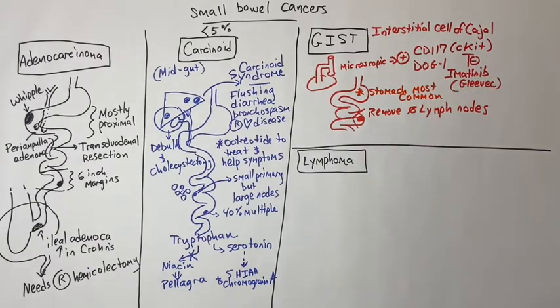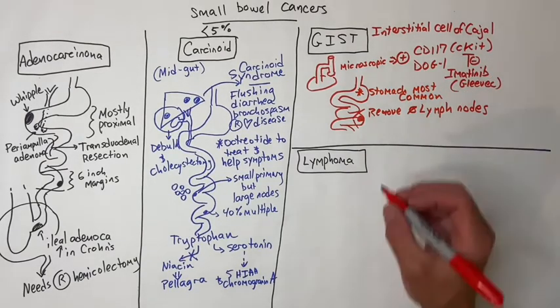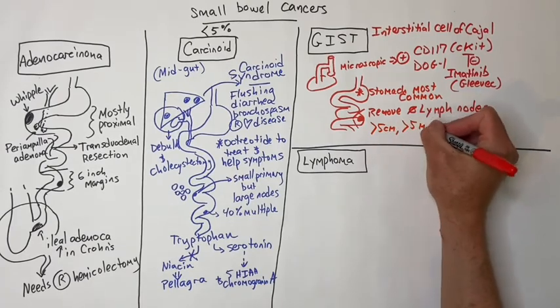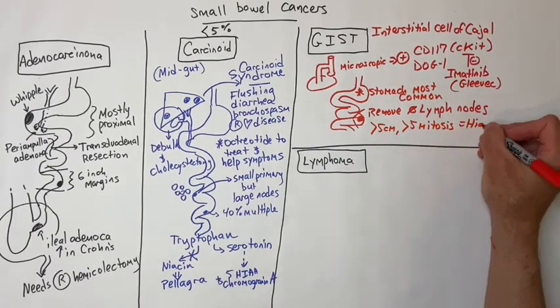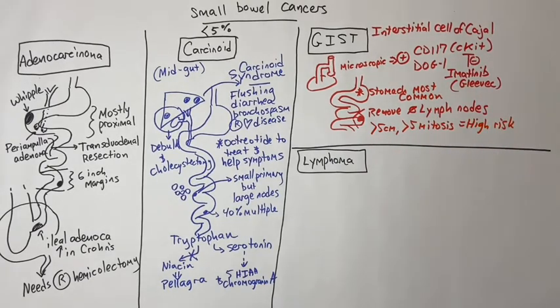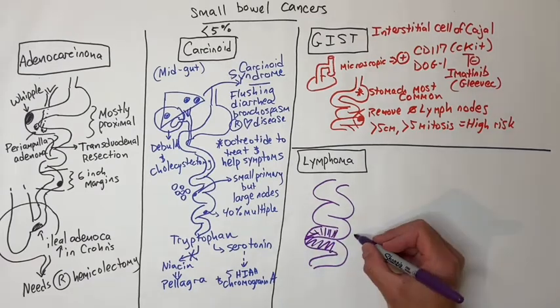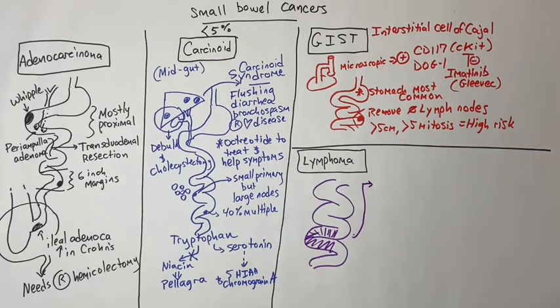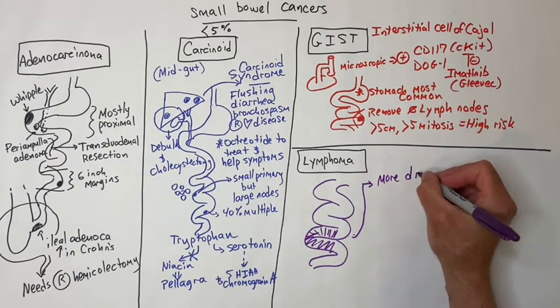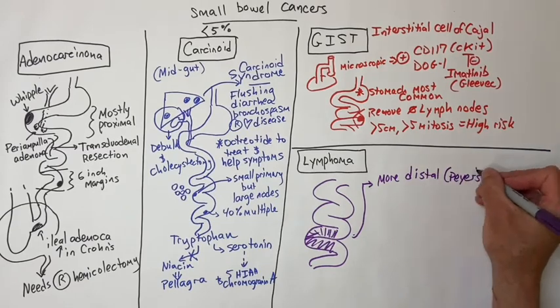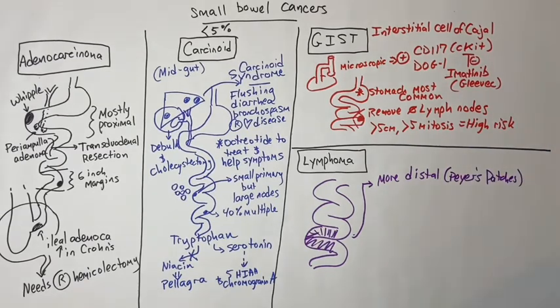GIST is classified as higher risk for malignant behavior when it is over 5 centimeters in size and has greater than 5 mitoses per high-powered field. The small bowel GISTs tend to be more aggressive than gastric. Small bowel lymphoma is more common in the distal small bowel, since there is more lymphatic tissue in the form of Peyer's patches in this area. T-cell lymphoma is associated with celiac sprue.